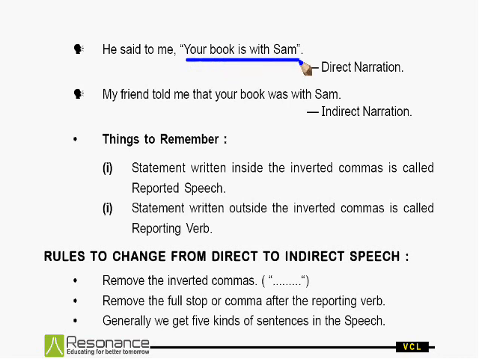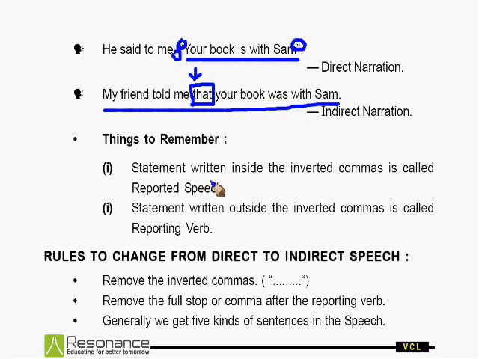Now what actually direct narration is, in simple words we can say any expression which is put in these inverted commas. This is called a direct narration. Whereas in indirect narration we will remove these inverted commas. In doing so, we put a connector. Through this we will make an indirect narration. Now see, my friend told me that your book was with Sam.